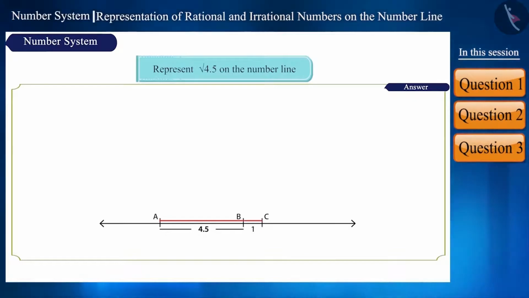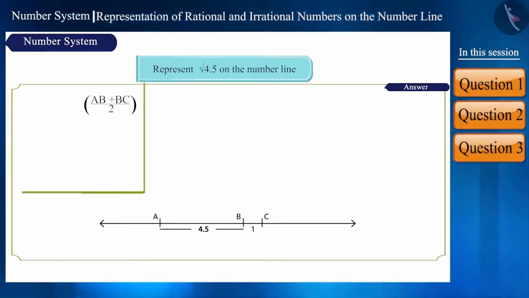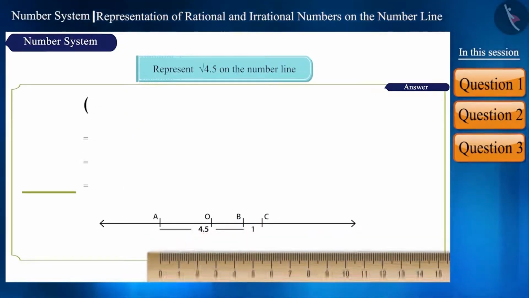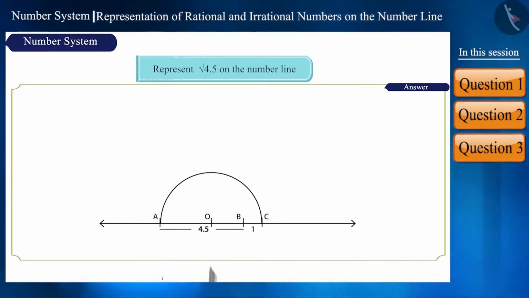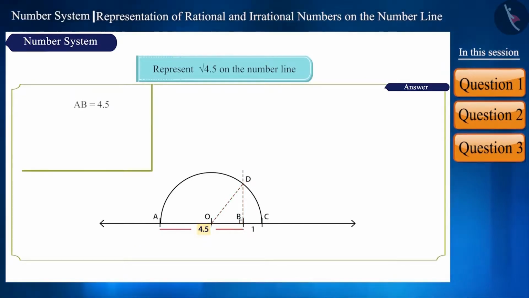Now find the midpoint of line AC, which will be AB plus BC divided by 2. Here we get O. Now taking O as the center, draw a semicircle using a compass. Draw a perpendicular from line AC at point B, which would cut the semicircle at point D. On joining O and D, we will get a right-angled triangle OBD. We know the length of AB is 4.5 and OA is 2.75. We will get OB as 1.75.